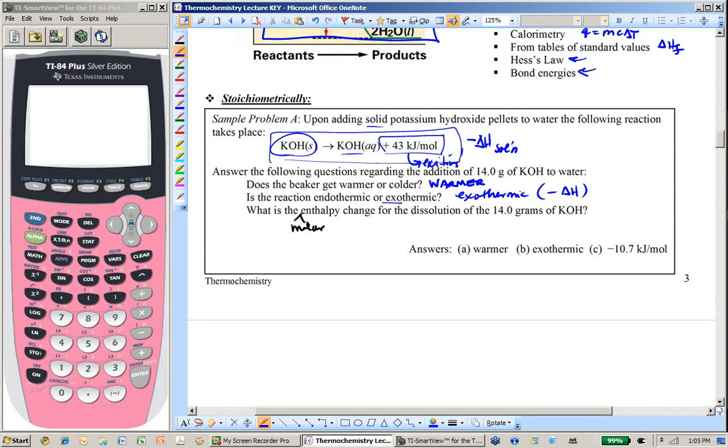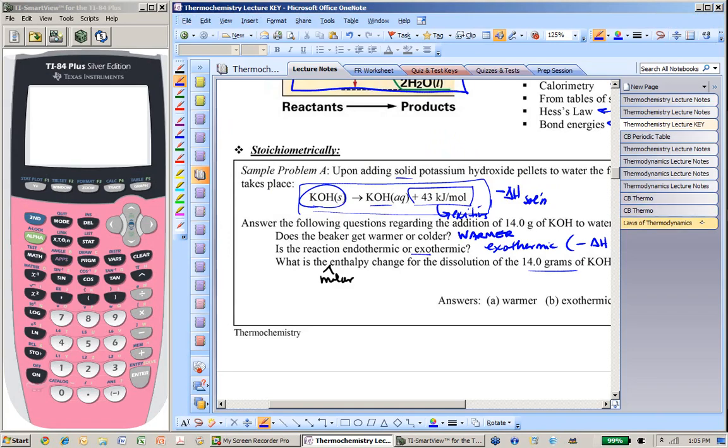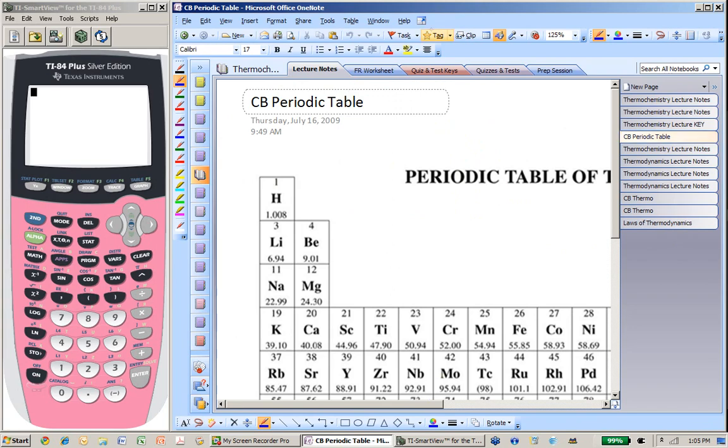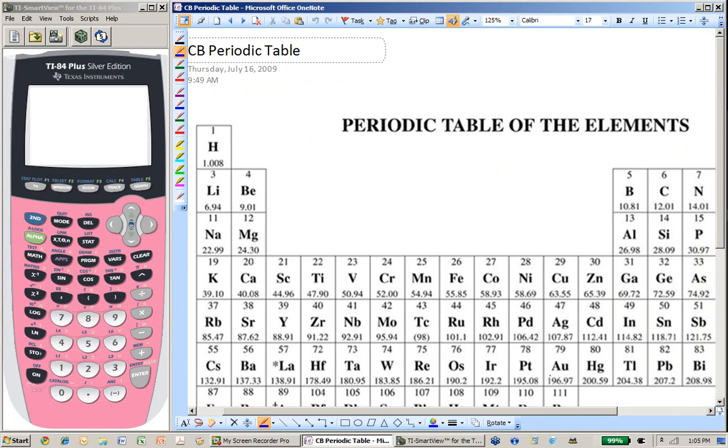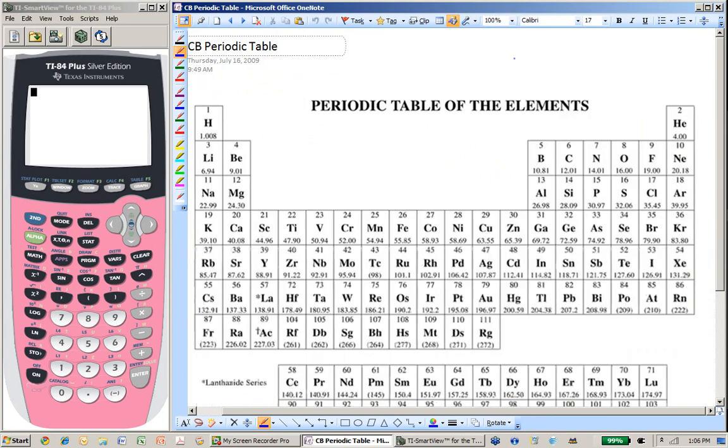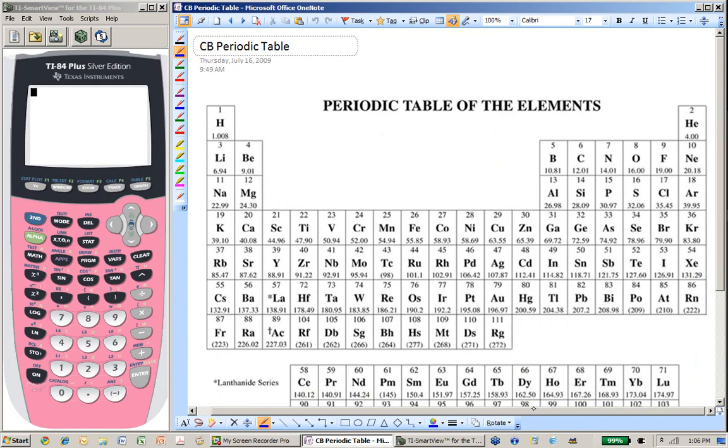What is then the molar enthalpy change for the dissolution of 14 grams of KOH? The first thing you got to do is get that into grams, get it into moles. So you need a handy-dandy periodic table. Surely you have one close by. If not, then I'll show you mine, and then you can pause it and you can calculate that molar mass. I have to make it a little smaller for you. There you go. Calculate your molar mass. Go ahead, pause me.